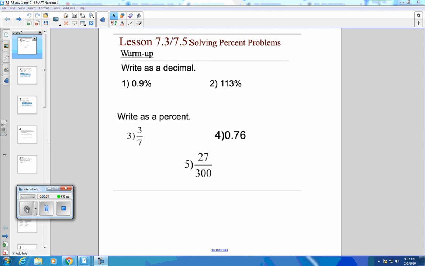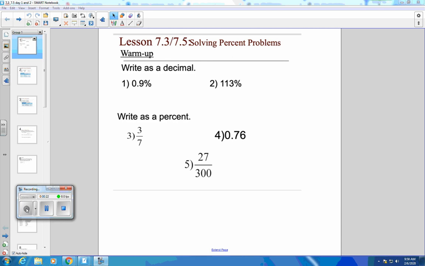Today's lesson is 7.3 and 7.5, which is solving percent problems. So you've learned about fractions, decimals, percents, how to solve for all of those, and now we're going to be applying those to different types of problems. So you should have already gone through the warm-up. Now we're going to go through it together.